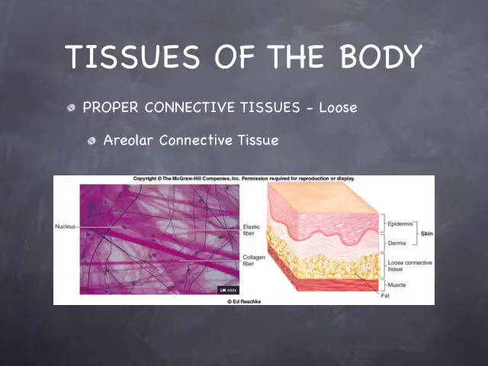Now there's a couple of other things listed under the loose category. I want to come back to those. Basically, this is the only real fibrous type in that loose category. Let's look at the dense category now.